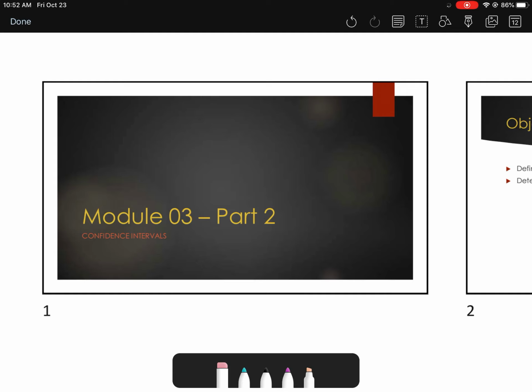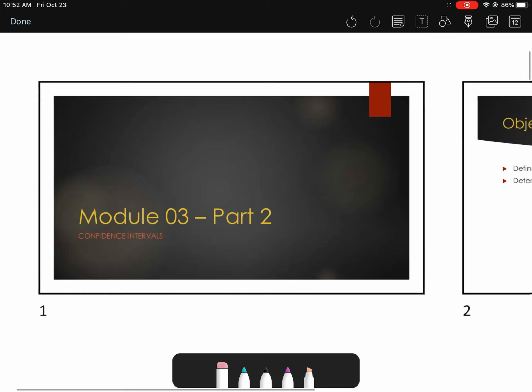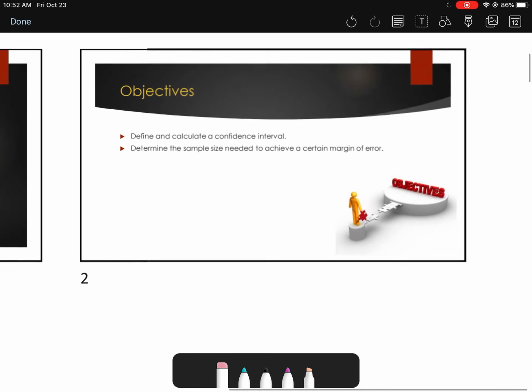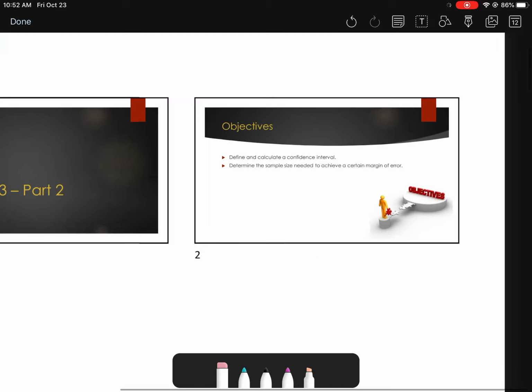So we're still going to be talking about confidence intervals. We're just going to look at what happens when they actually give us the population standard deviation. How do we compute that then? Okay, so we have two objectives today: to define and calculate a confidence interval, and to determine the sample size needed to achieve a certain margin of error.